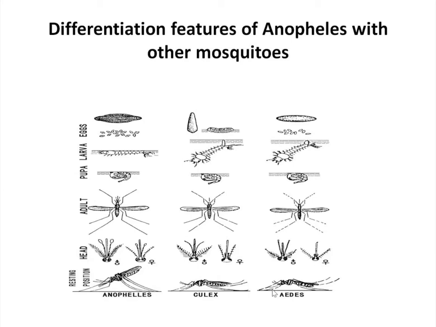These points are important in the viva. They will ask you how the eggs are laid, how the larvae are present on the surface water, and how the adults of various mosquitoes rest on the surface. So these things are very important.